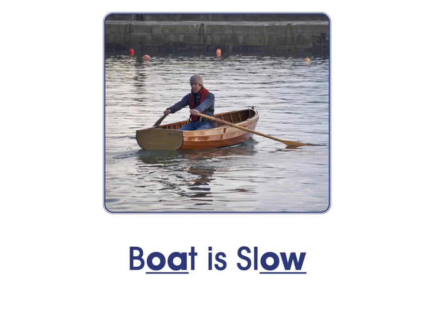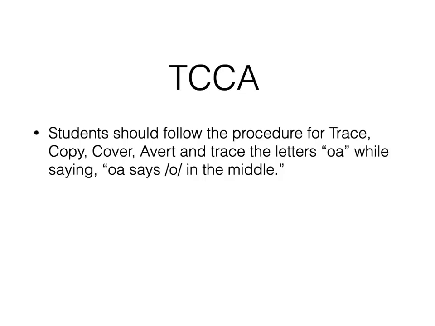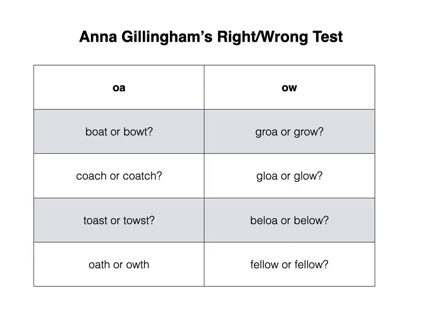For your students who are visual, you're going to want to include a picture or have them draw a picture. So this example of the boat is slow corresponds to that tragic story of sail away and see the sea and the night sky and the boat is slow. And they've got this visual to help them remember. When they go to do trace, copy, cover, you're going to have them say that jingle, as short, sweet, and to the point as possible. So OA says O in the middle is going to be their jingle.